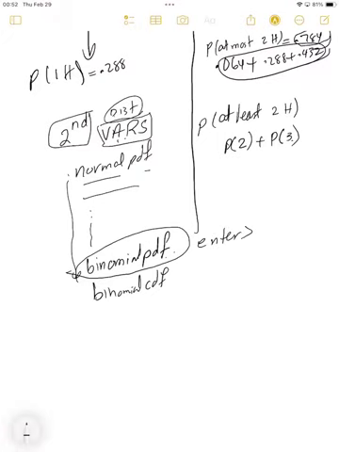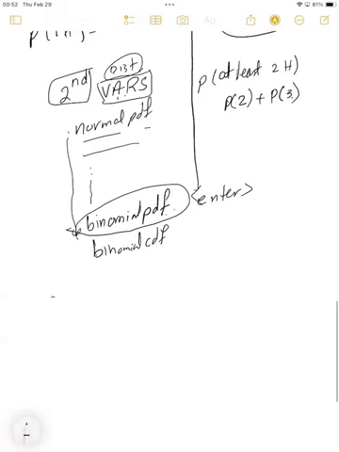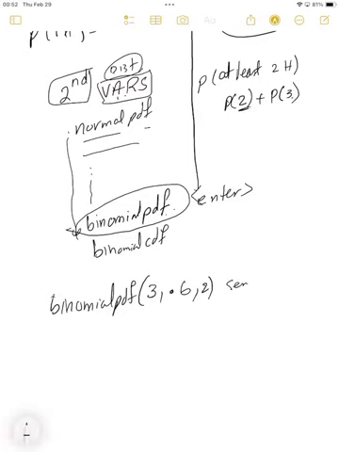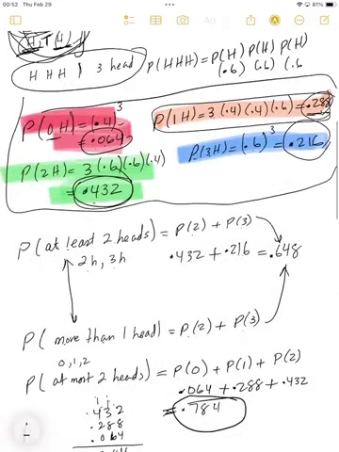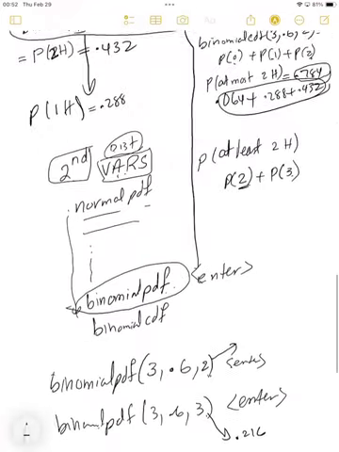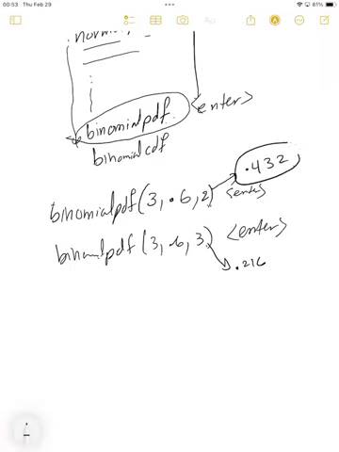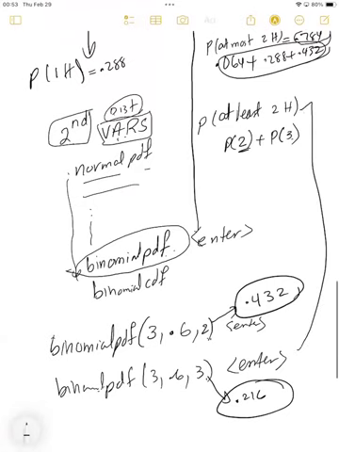I press enter, and then I see either you have a calculator that is going to show you something like this. So it's waiting for you to put your n. In our case, it's 3. P in our case is 0.6. And then I'm going to do 2. And then press enter. And then you do this one more time. Binomial PDF 3, 0.6, comma 3. And then you put enter. So you get the number from this one, and then you get the number from this one, and you add them up. So this one was 0.216, and the other one is 0.432. So you add these two, and that gives you the answer to this question.